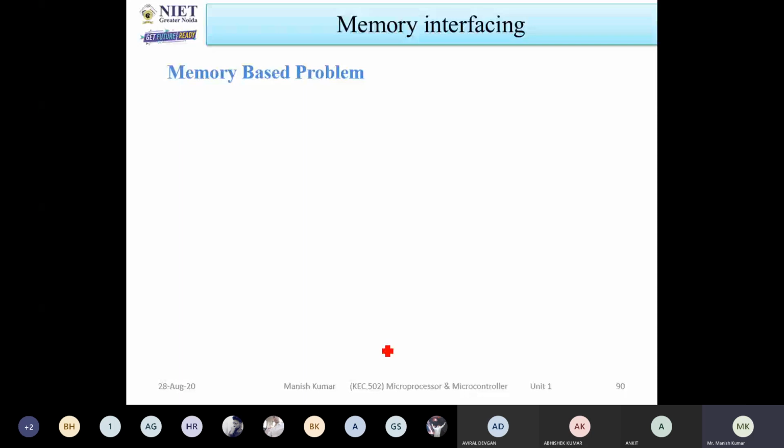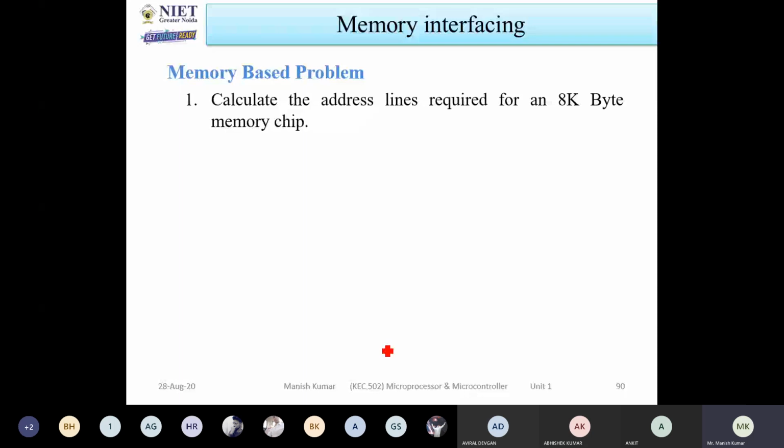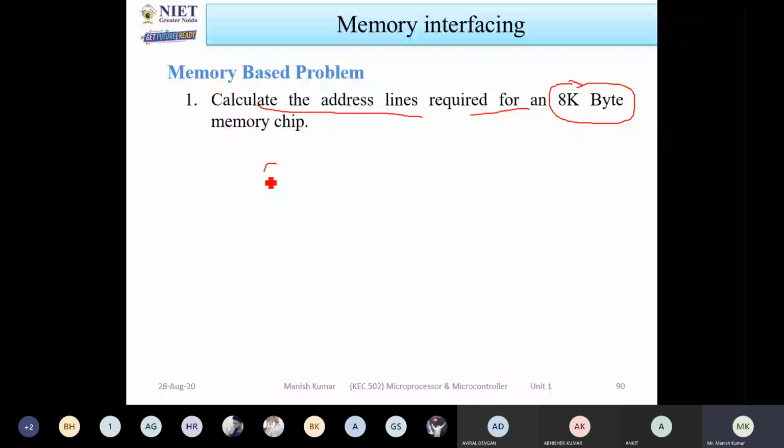Okay. So the first problem is, it is telling that calculate the address lines required for an 8 kilobyte memory. See, without knowing address lines, you can't connect that. So if you want to interface any memory, then the first step is you have to find the number of address lines. How many address lines are there? All of you know that with the help of 8085, 16-bit address lines are there.